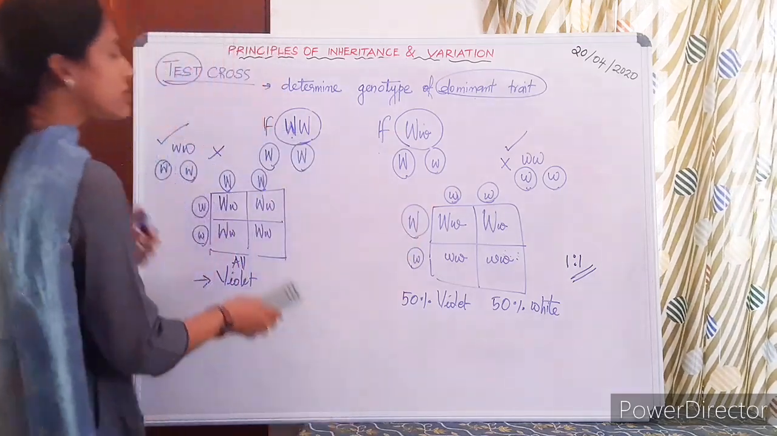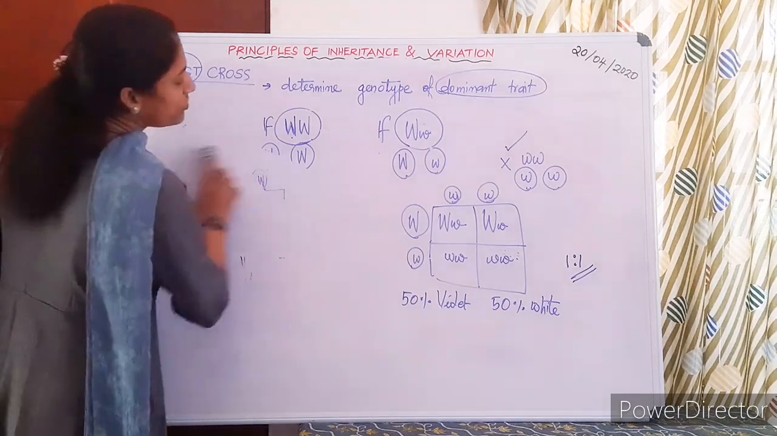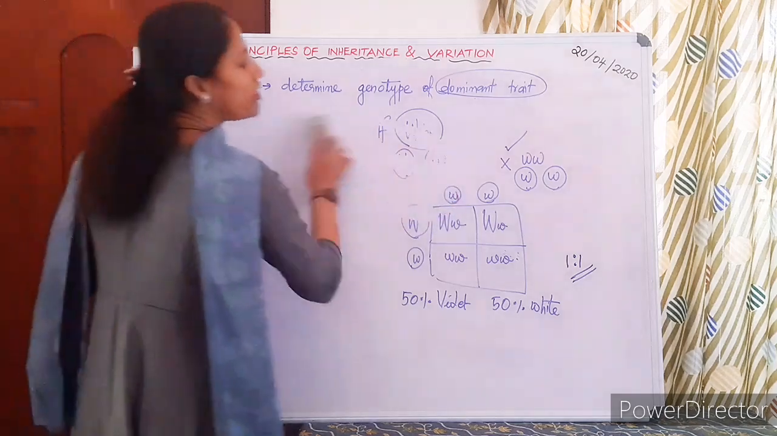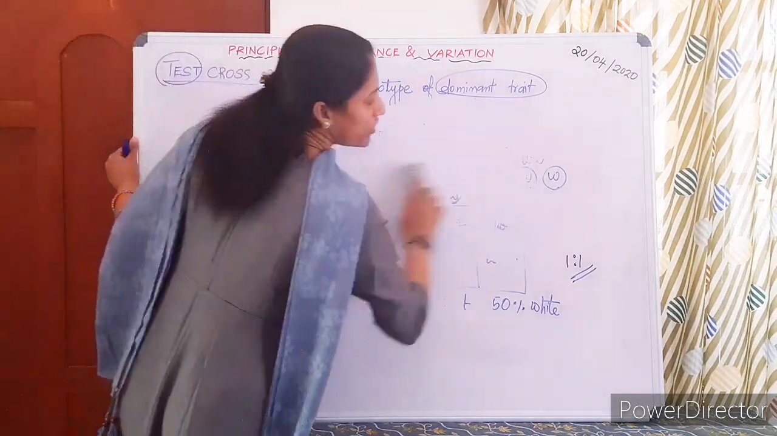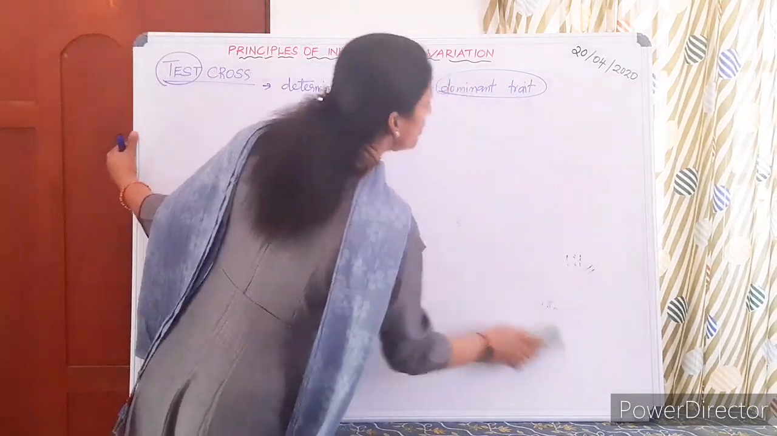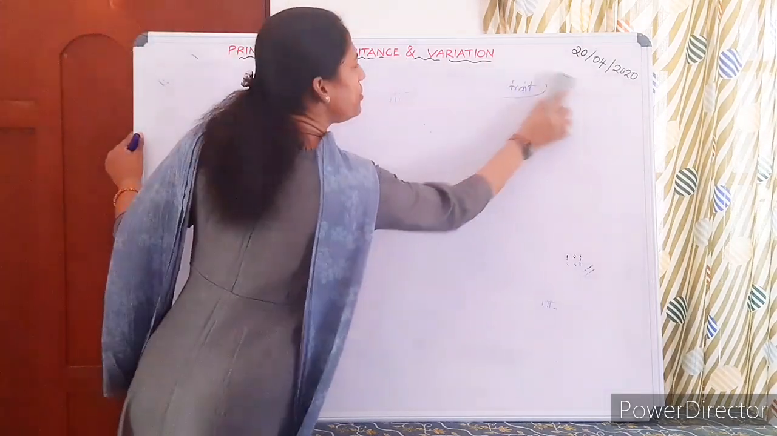Why is recessive used here? In order to cross, why do we use the recessive trait here? Because for the recessive trait only, we are sure what the genotype is. This genotype is homozygous recessive. We have no confusion. So we are using that trait for the test cross. I think the test cross is clear for you.